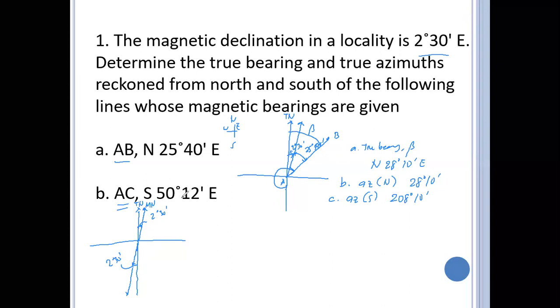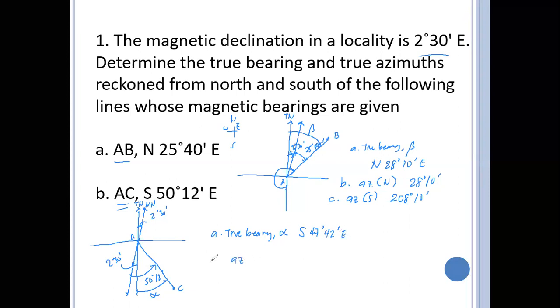Okay, so given this magnetic bearing south to the east, this is our line segment AC, no? With the value of 50 degrees 12 minutes. So our true bearing, we can label this as alpha. Obviously alpha is 50 degrees 12 minutes minus 23 degrees. Okay, so this will give us a value of south 47 degrees 42 minutes to the east.